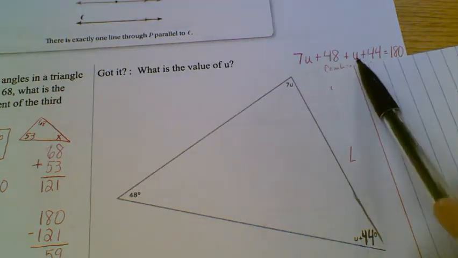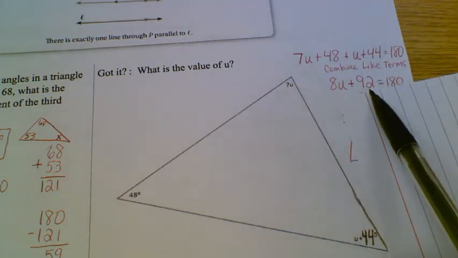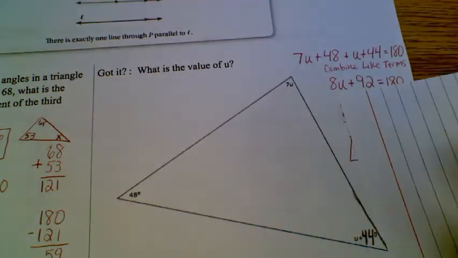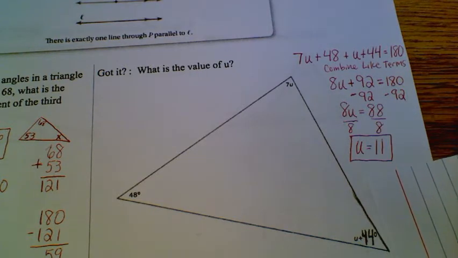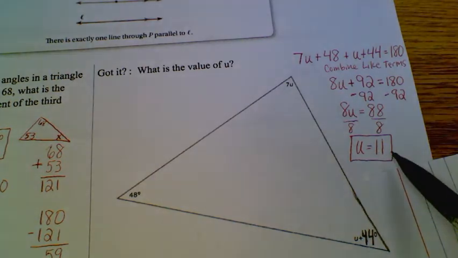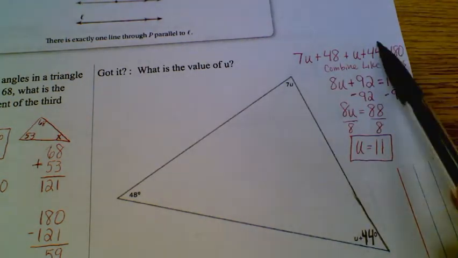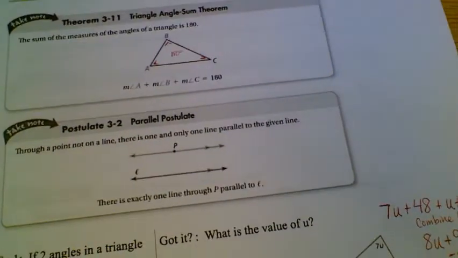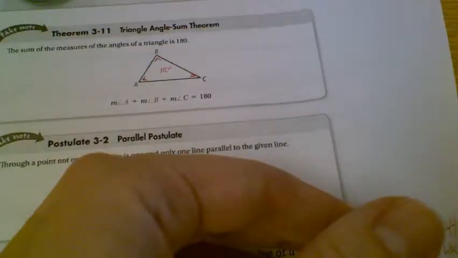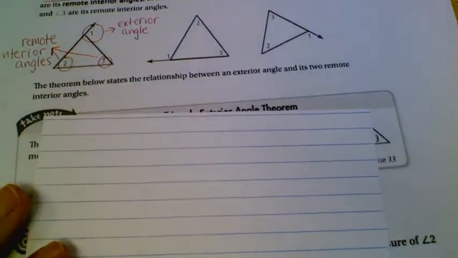So I would combine like terms, which would become 8u, and combine 48 and 44 and get 92. Then I would subtract 92 from the other side, and then I would divide by 8. So your answer should be u equaling 11. So even though it looks different, you're still going to use that theorem where all three angles have to add to equal 180.